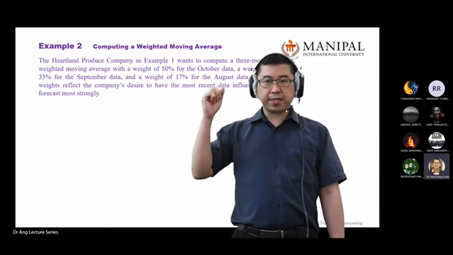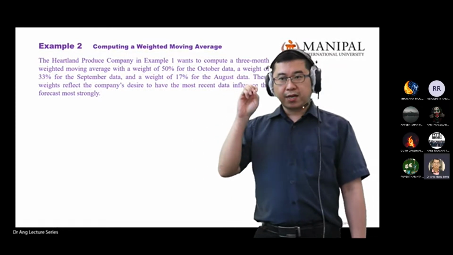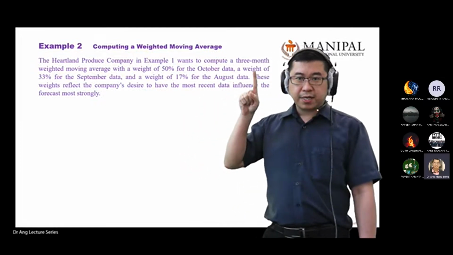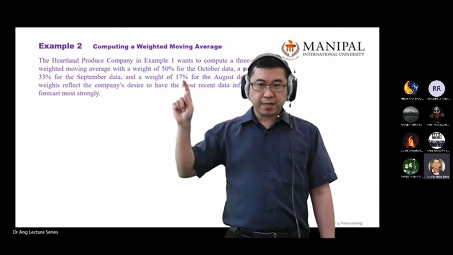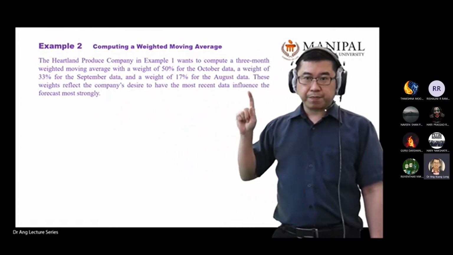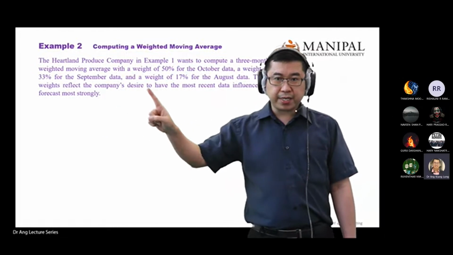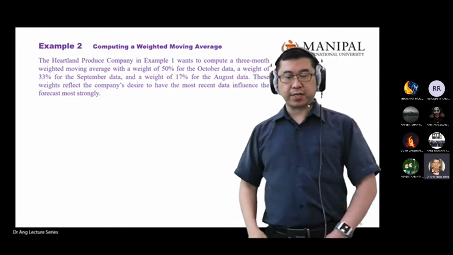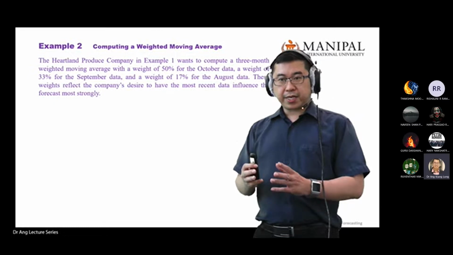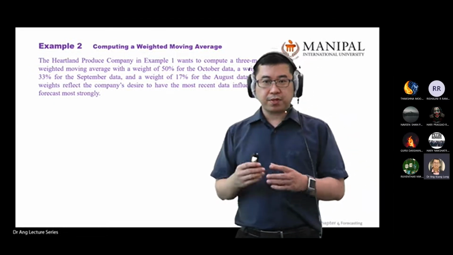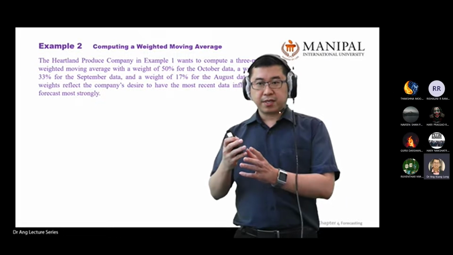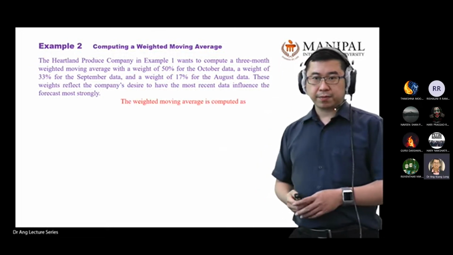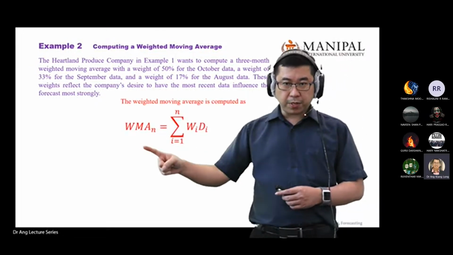What does it mean? It means there are some adjustable quantity to the October data: 50% October, September 33%, August 17%. This weighting reflects the company's desire to have the most recent data influence the forecast very strongly. Okay, now the company gives you some info. Now you do forecasting based on the constant values given for October, September, and August. This is the formula given.